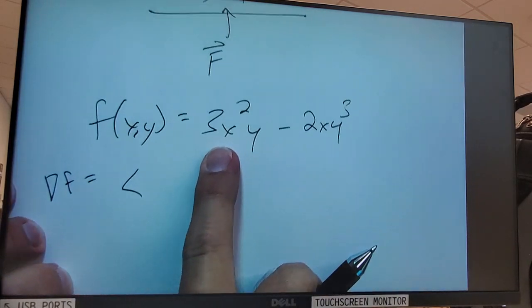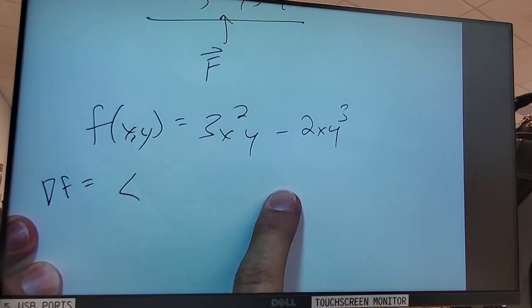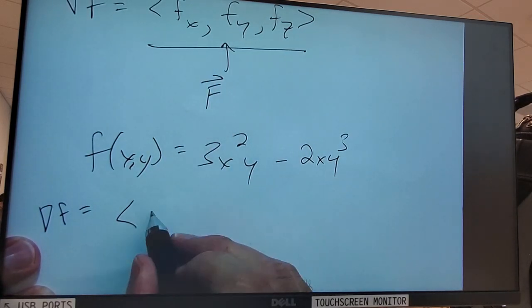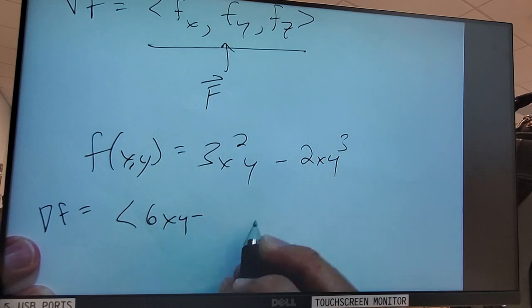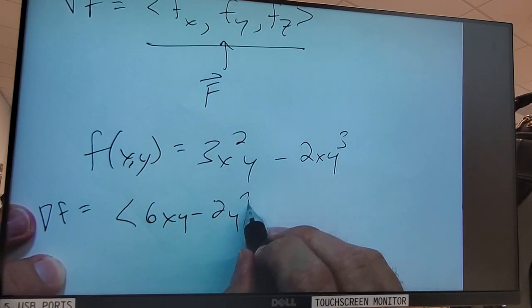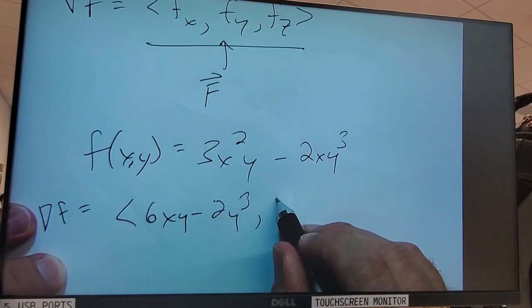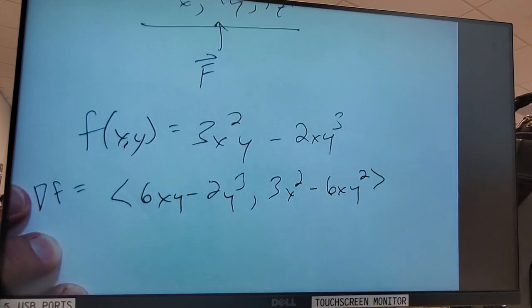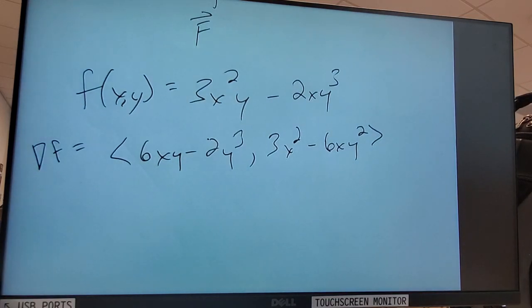So all you need to do is make a two-component vector. The first component is just going to be the partial with respect to x. What's that? 6x minus 2y cubed. And then you have 3x squared minus 6xy squared. So if I set big F equal to the gradient of little f, that vector field I'm describing would be conservative.